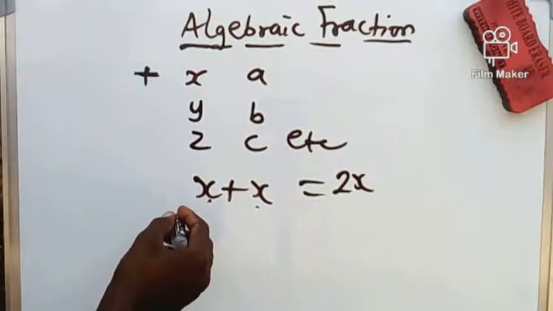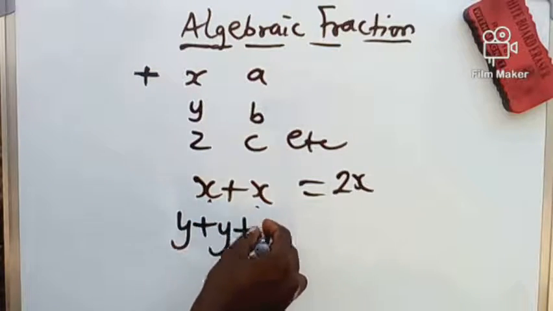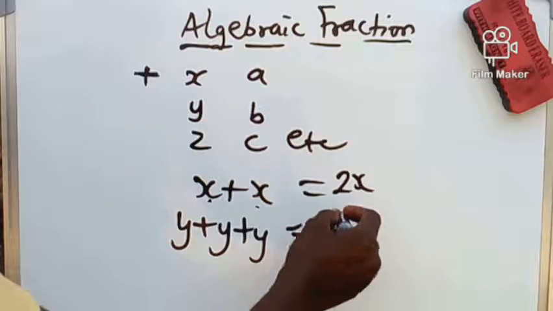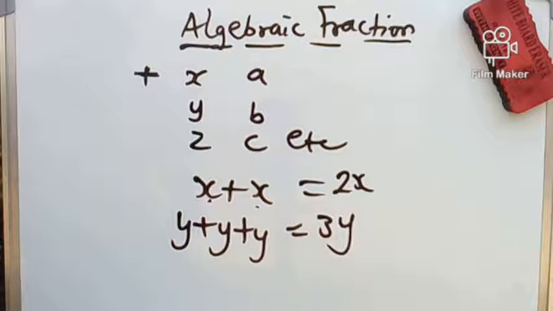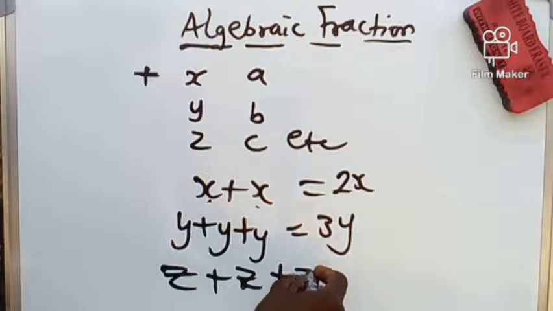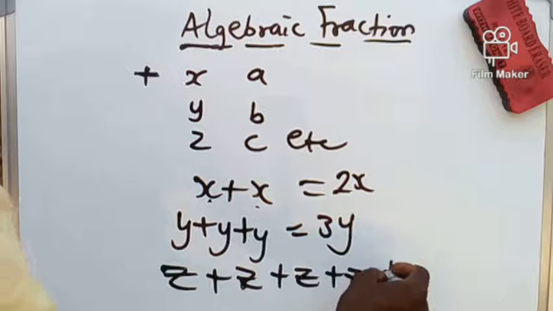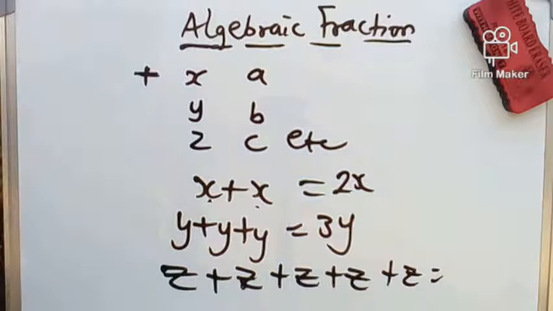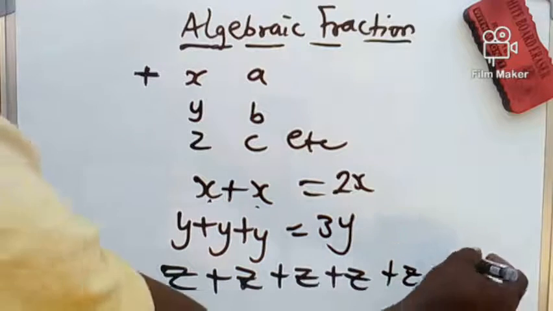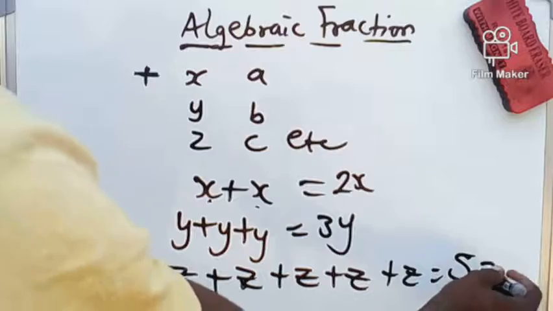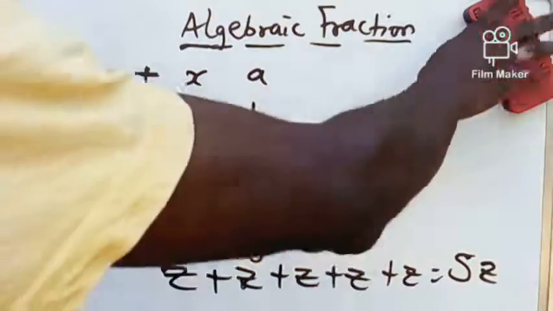So feel free to tell me what you have when you have y plus y plus y. How many y do you have? Probably 3y. What about z plus z plus z plus z plus z? How many z do you have? You can just go ahead and count. 1 z, 1, 2, 3, 4, 5. Probably have 5z.